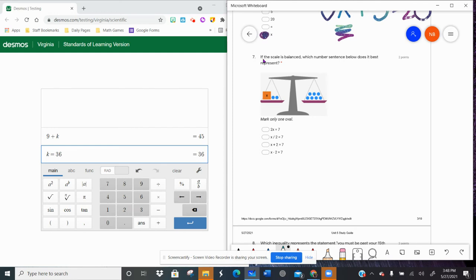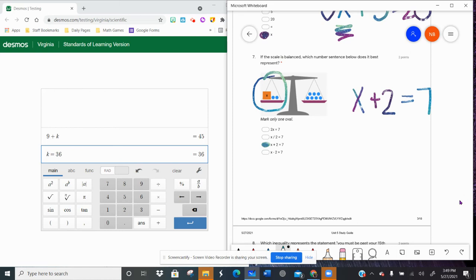All right, here we go. Another equation one, another model. It says, if the scale is balanced, which number sentence below best represents it? Remember, we really only model two types of equations. We usually just model addition or multiplication. When you're adding something, you're taking two different things and combining them. On the left-hand side of the balance scale, I have x plus those two dots. And those equal the 1, 2, 3, 4, 5, 6, 7 dots on the right-hand side. So my equation is x plus 2 equals 7, right? If they're mixed, it's addition.